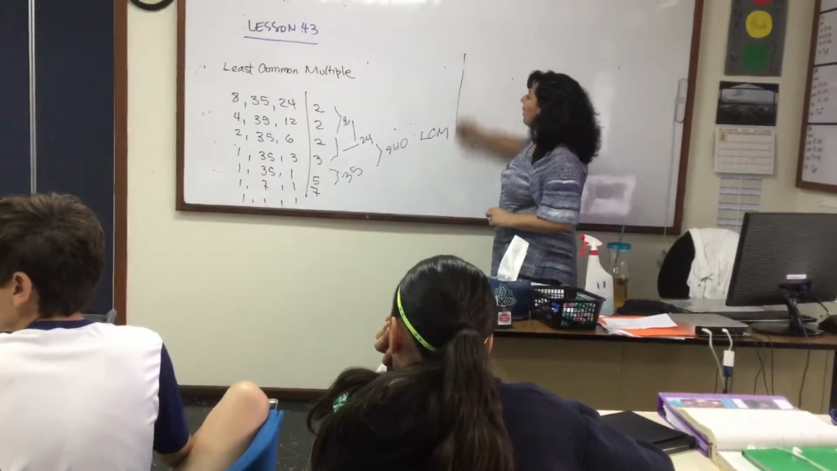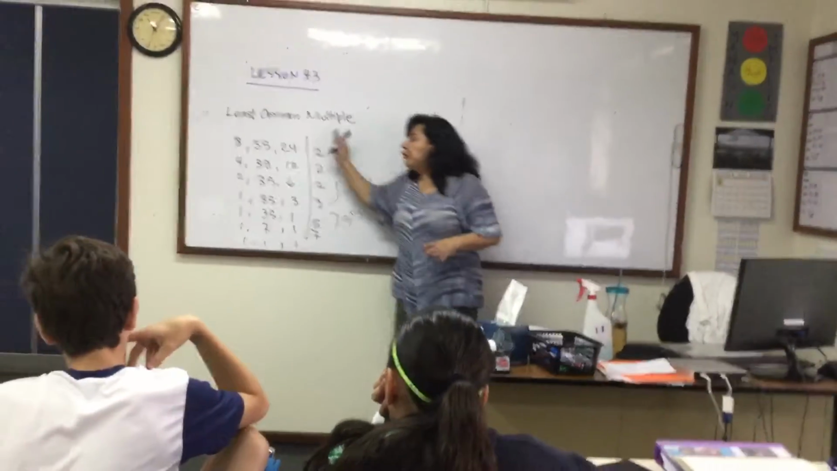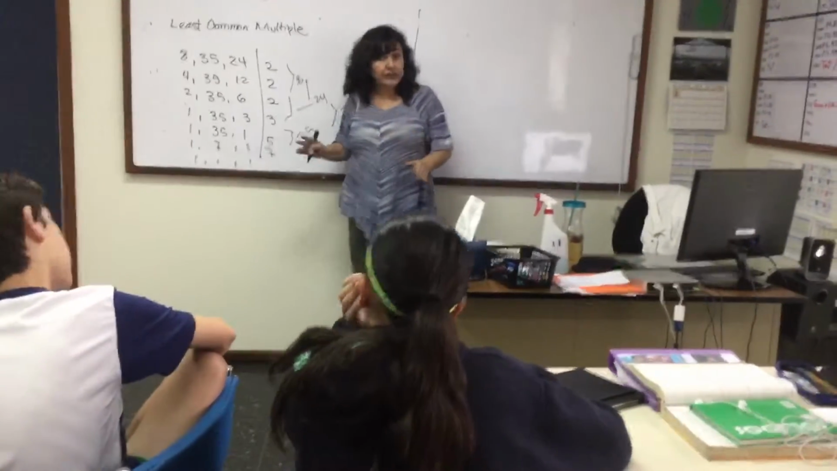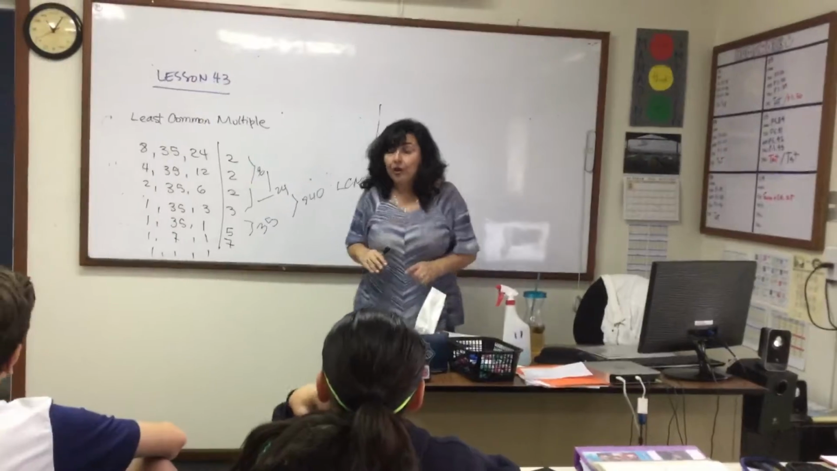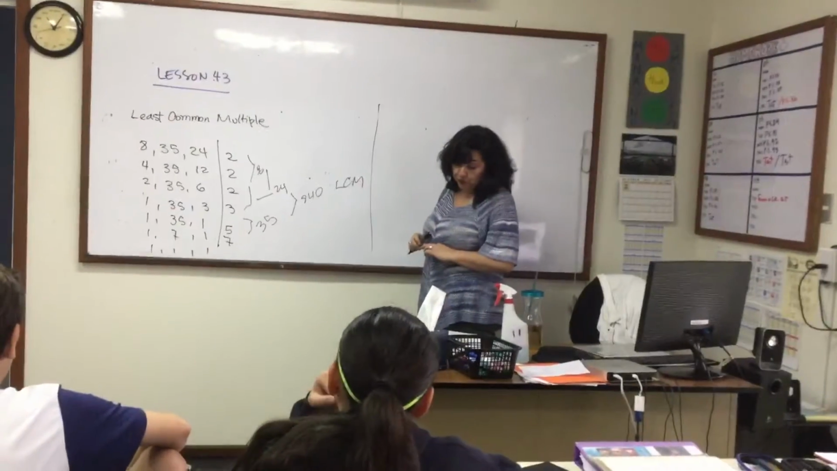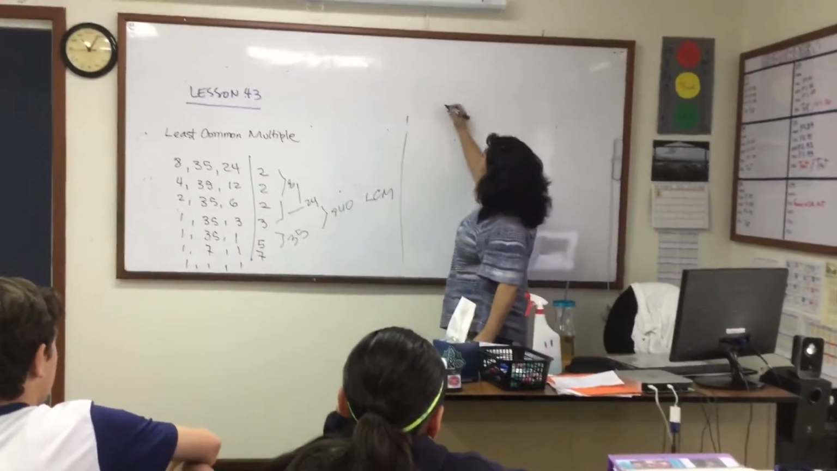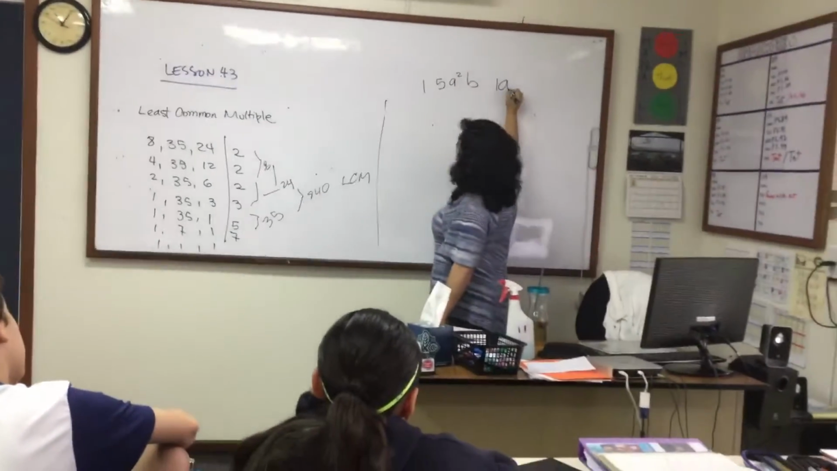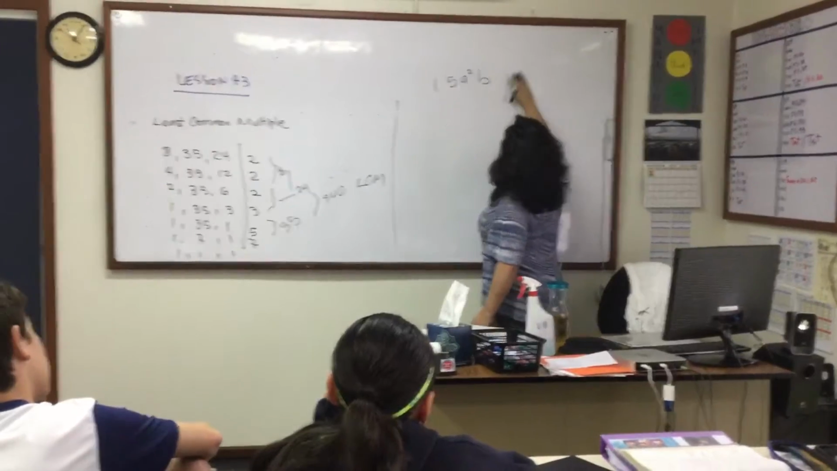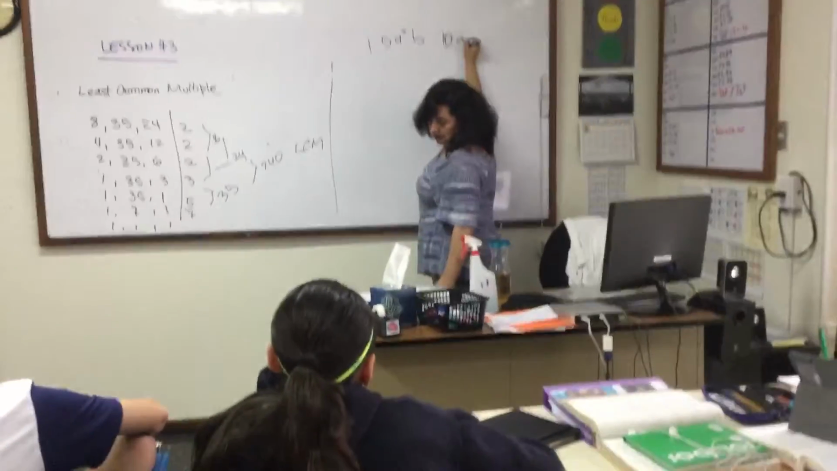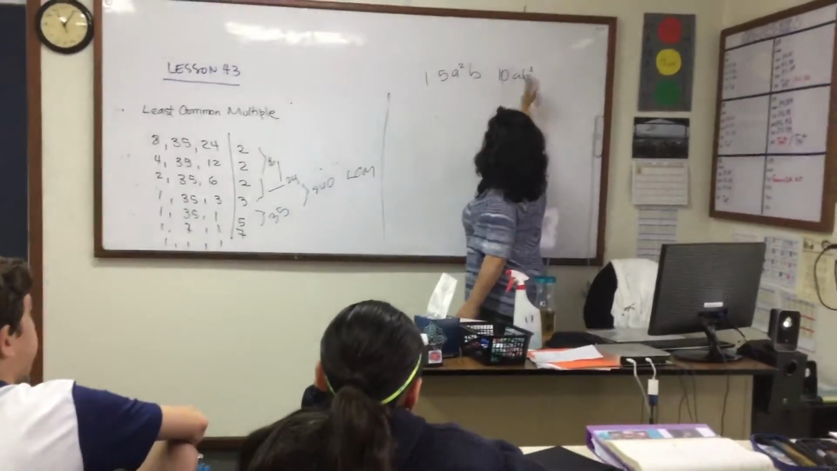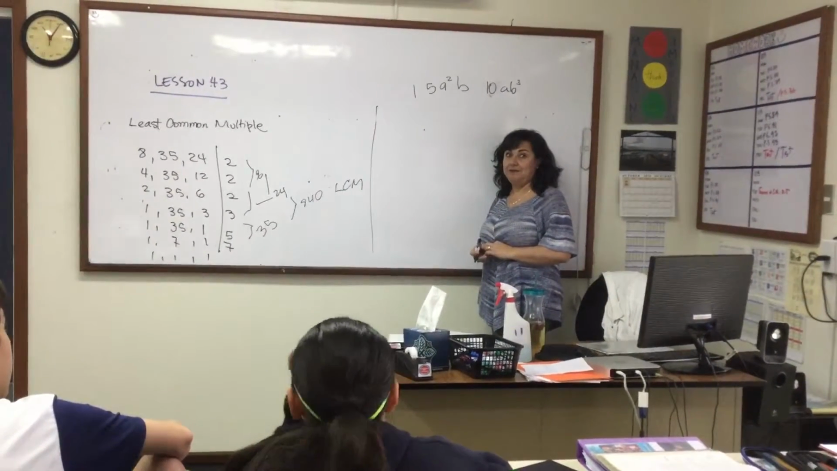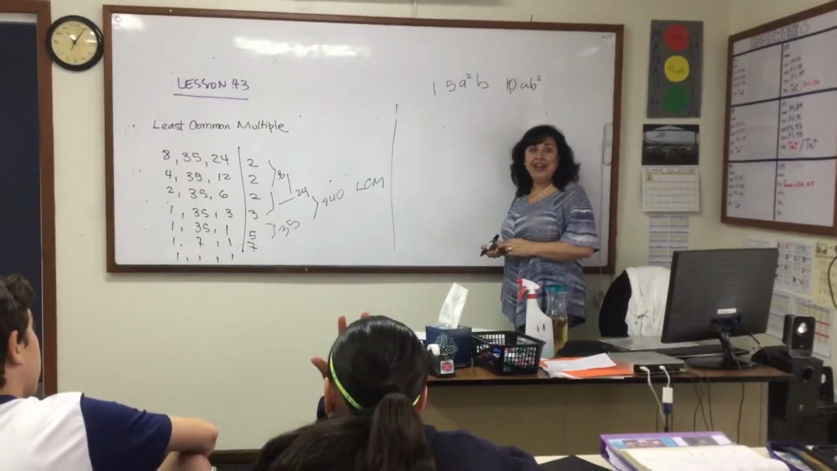It doesn't matter how large the numbers are. If you use prime factorization, you will always get to the least common multiple. Now, that's with numbers. What happens when we have letters? For example, 15a squared b, and 10ab cubed. Anybody have any ideas?